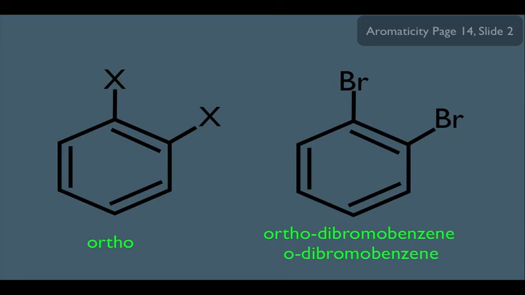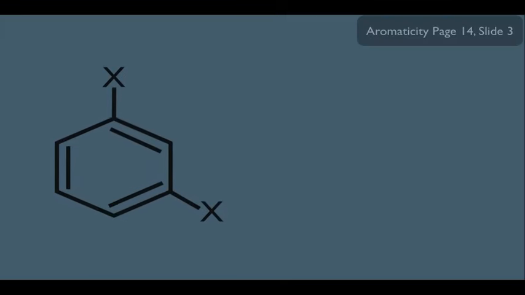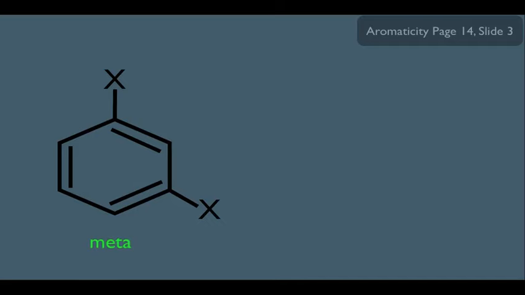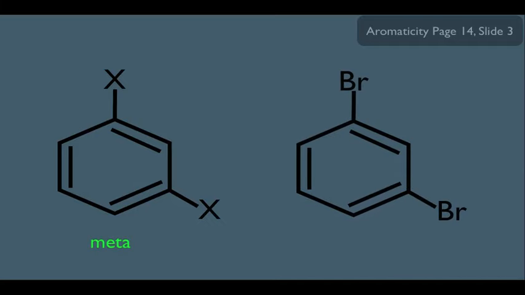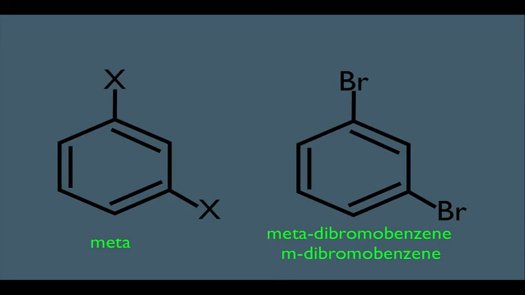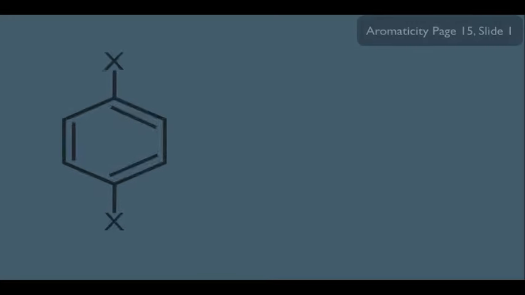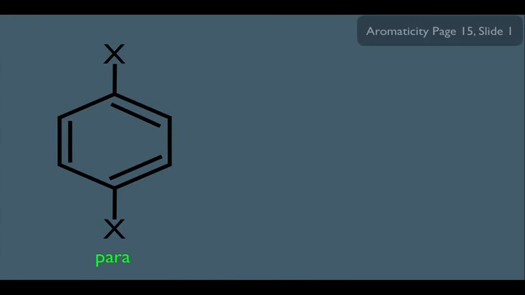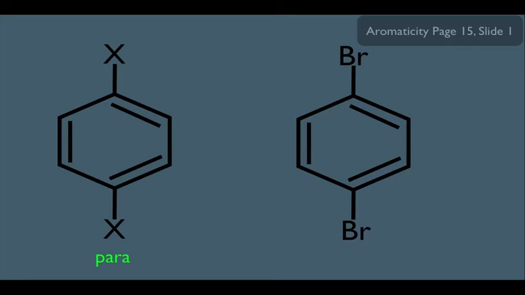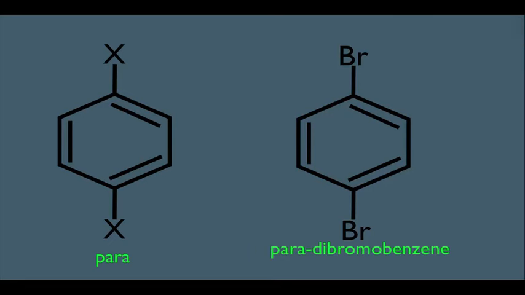You have to know the three different versions of disubstituted rings. This is the first. The second one would look like this. The groups can be this far apart from each other. In this case, we would say they are meta apart. So, for example, again, if we had this molecule, the name of this molecule right here would be meta-dibromobenzene, or we can also abbreviate it as m-dibromobenzene. And the last one here that we should know, the substituents could be this far apart. This is considered para. And for our example here, if you had this molecule, you would call it para-dibromobenzene, or for short, p-dibromobenzene.